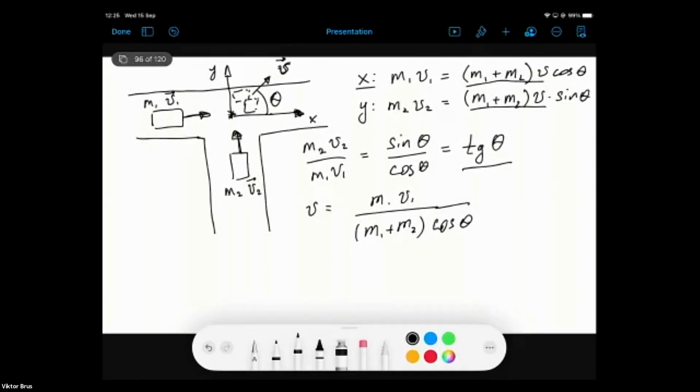Before we proceed further with the center of mass, I would probably like to show you one interesting example. Let me try to share my screen. One second.